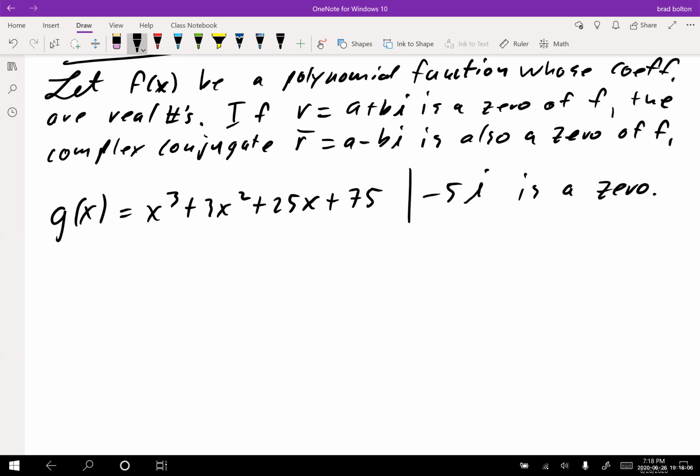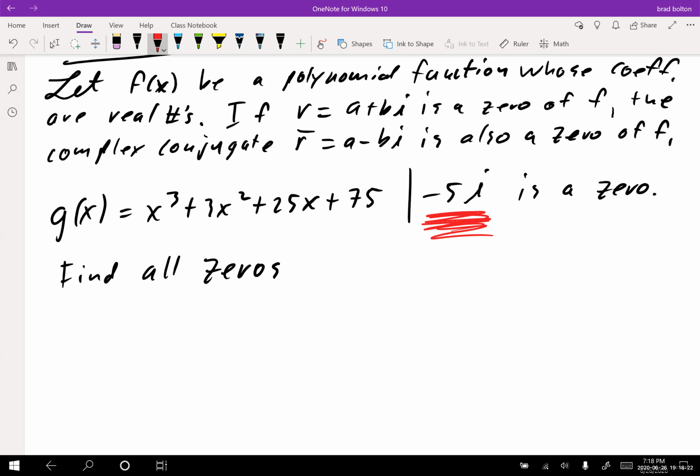So what we're going to do is I'm going to ask you to find all zeros. Okay, so in order to do that, I'm going to give you this first zero right here, negative 5i. But we need this idea right here called the conjugate pairs theorem.